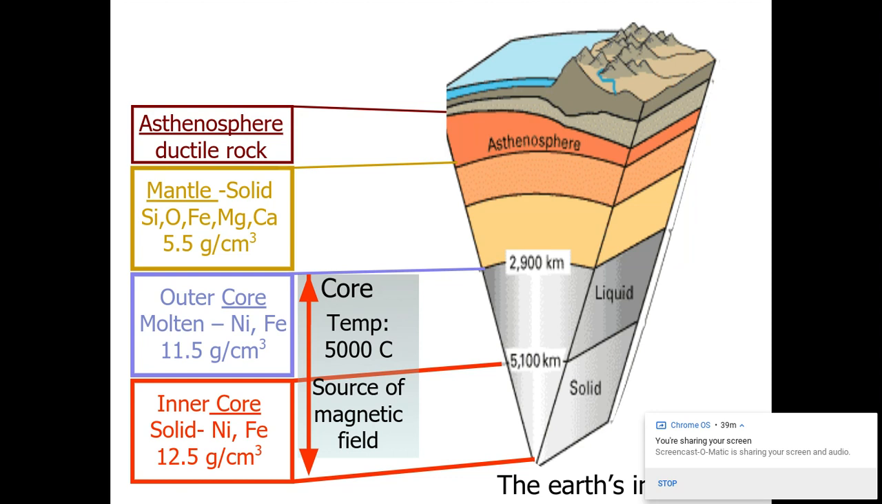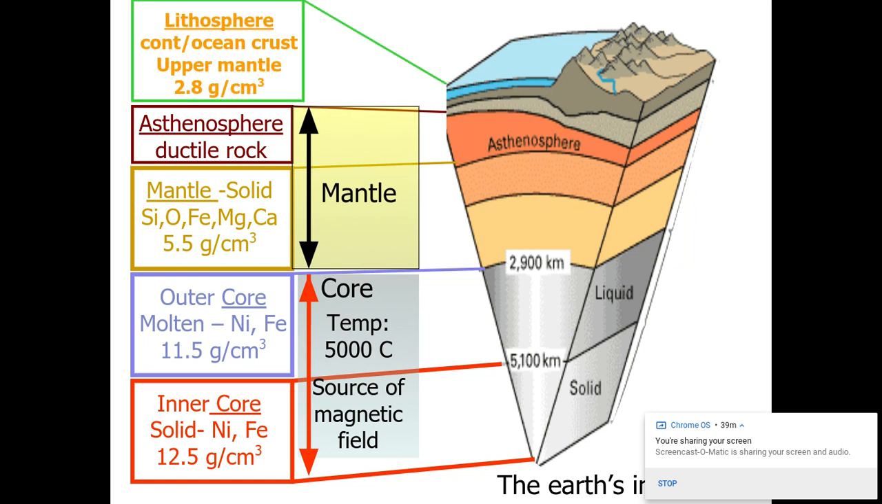Later on, when we get to plate tectonics, we're going to really use the asthenosphere to start moving the lithosphere, or the plates, around on the surface of the Earth. So both the mantle and the upper part of the mantle, the asthenosphere, constitute the mantle.